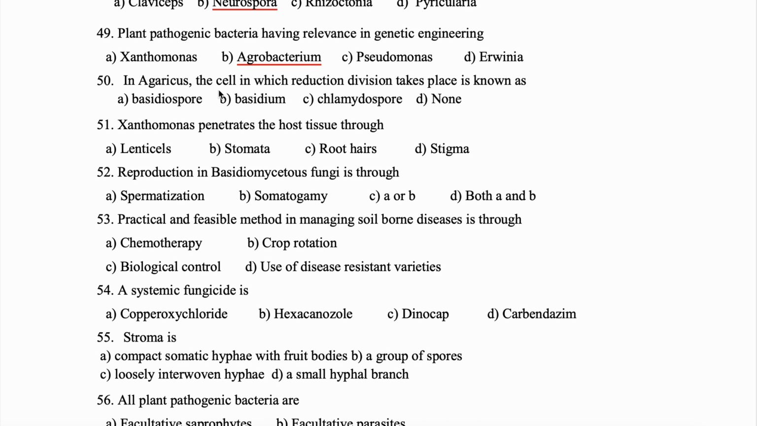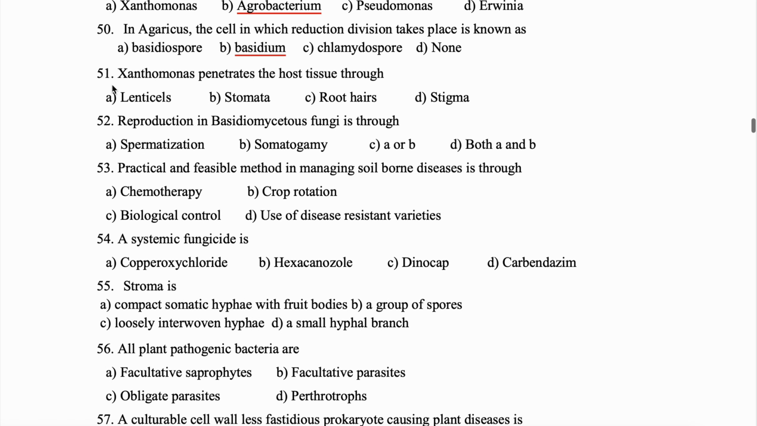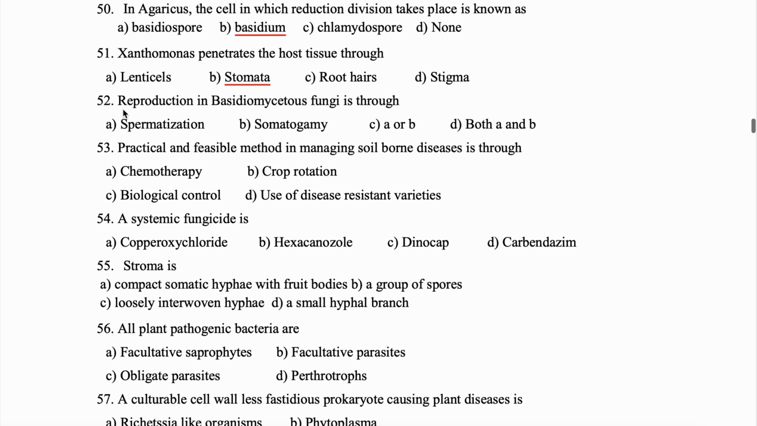In Agaricus, the cell in which reduction division takes place is known as basidium. Question 51. Xanthomonas penetrates the host tissue through, again, the mode of entry of bacteria, right? For Xanthomonas, it is stomata. Question 52. Reproduction in Basidiomycetes fungi is through both spermatization and somatogamy. So the option is D, both A and B.